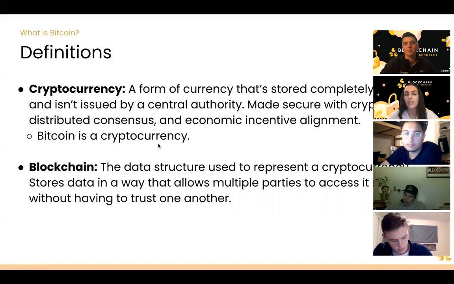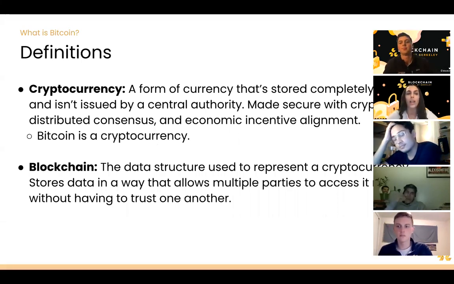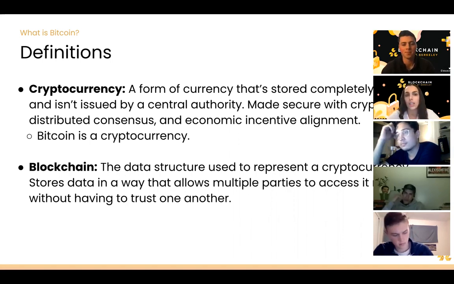So just at a high level, these are two terms that you've definitely heard thrown around this space a lot. And so before we start off, we want to give concrete definitions to them. And this is what we think that cryptocurrency and blockchains are. We encourage you to develop your own definitions for these as you learn more about the space. But just as a starting point, a cryptocurrency is a form of currency that's stored completely digitally. So there's no physical counterpart to it, and it's not tangible. It's not something that you can hold in your hands, and it isn't issued by a central authority.